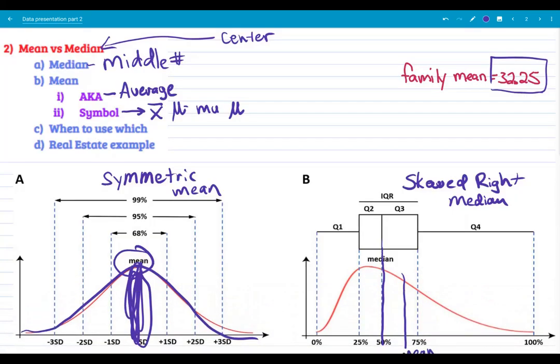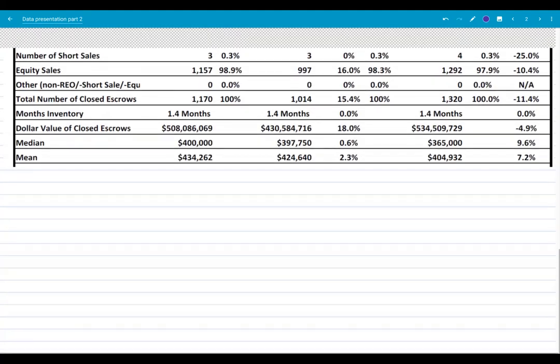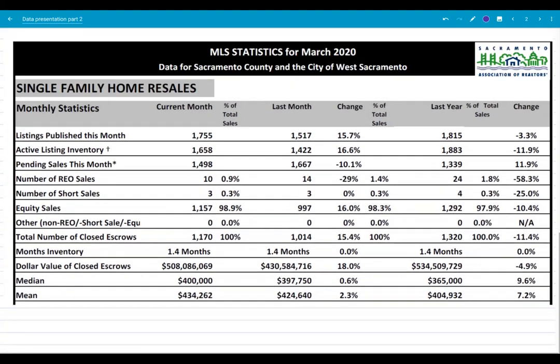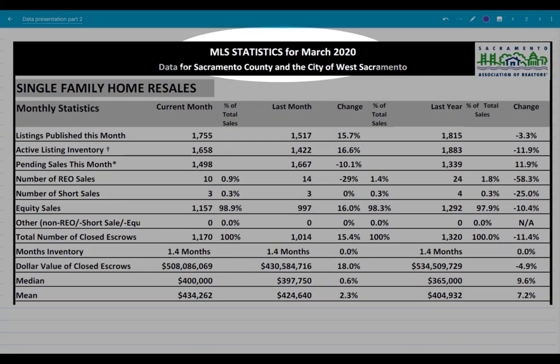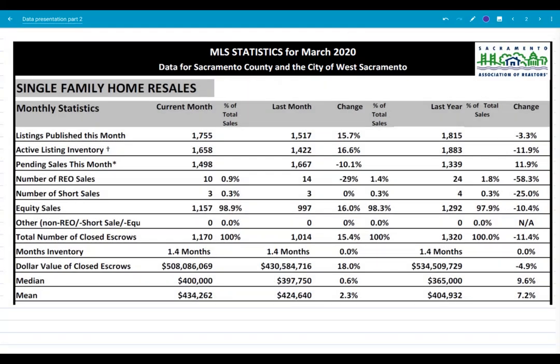Our last thing we're going to do, real estate example. So this is data for the month of March 2020, right here. I'm looking at the top of the page. These are the houses that were for sale and sold in Sacramento County and City of West Sacramento during the month of March 2020. Now, the data might be a little skewed because we went into lockdown in California at the end of the month, I believe. But we can still compare data.